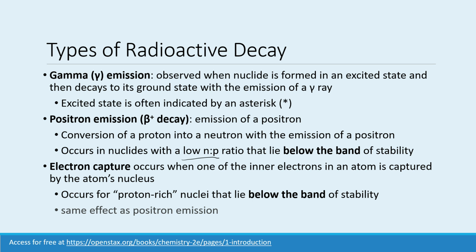And then the last one is electron capture. So electron capture is also when you have a low neutron to proton ratio, and it's hard to tell whether it's positron emission or electron capture. And so for the purposes of this class, it could be both. Okay, so if you were ever asked a question, either one of those would be the correct answer if you have a low neutron to proton ratio.